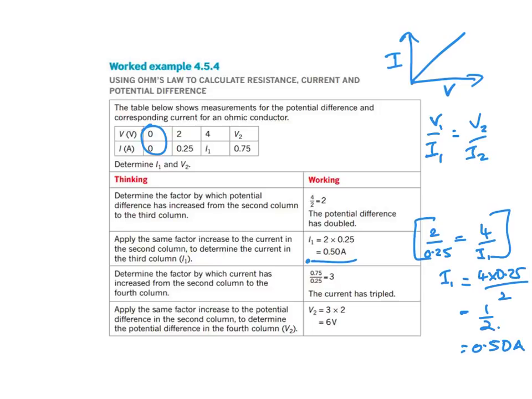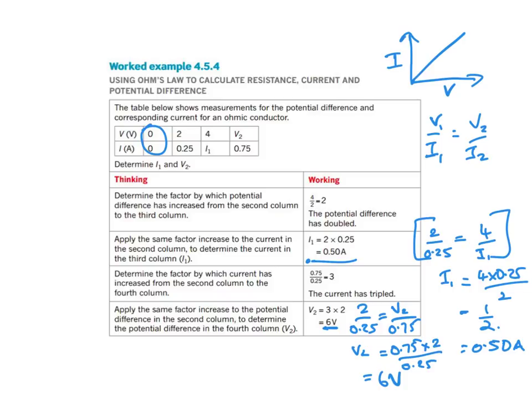And what we would say here is that 2 over 0.25 is going to equal V2 over 0.75. So that means that V2 is going to equal 0.75 times 2 over 0.25, which we can see is equal to 6 volts. And it's the same answer as what we had before.